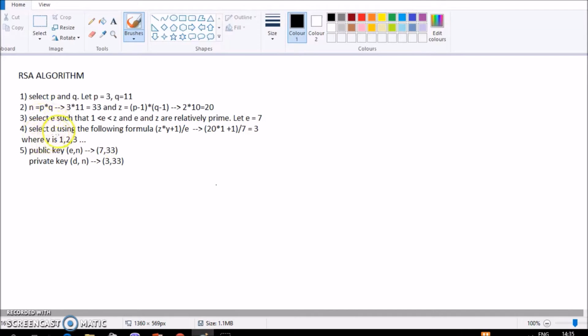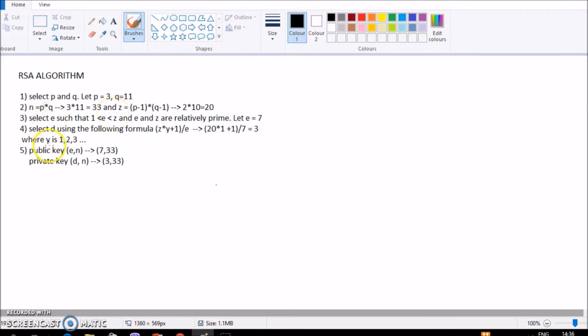Now we need to find another variable, D, using the formula D = (Z into Y plus 1) divided by E. Z is the value we just calculated, Y I will get into later, and E is the value calculated from step number 3. So 20, because Z is 20, into Y (I will get into Y later, this is 1) plus 1, divided by 7, which is the value of E, is equal to 3.